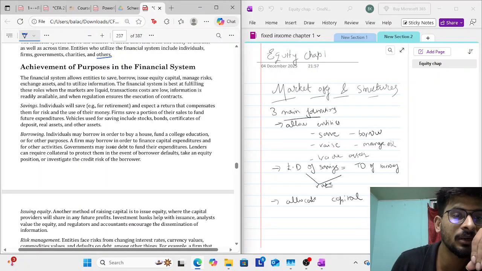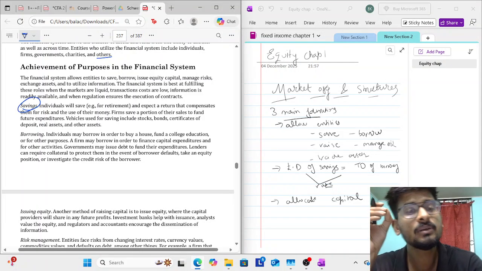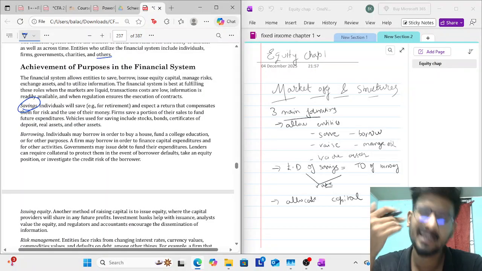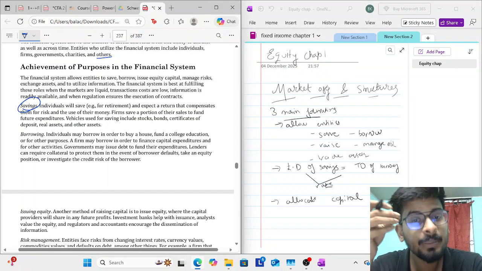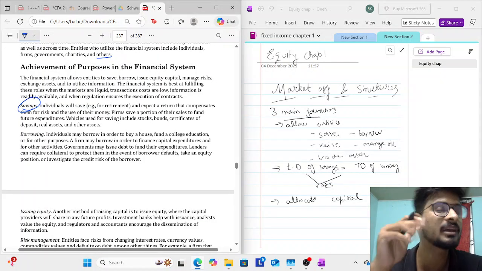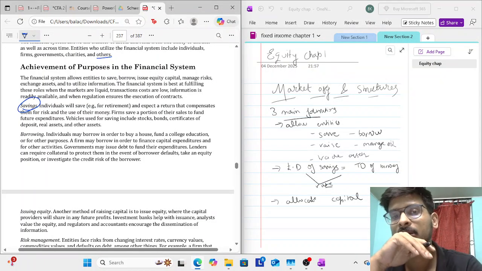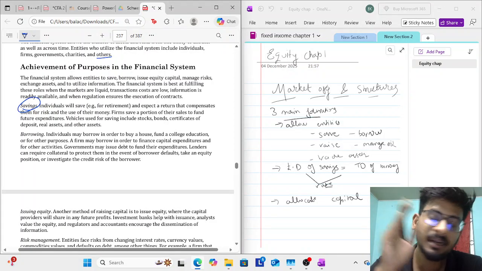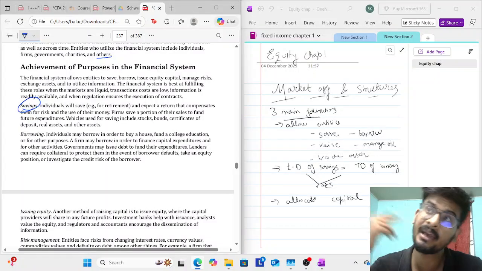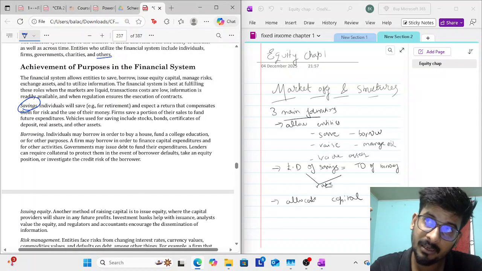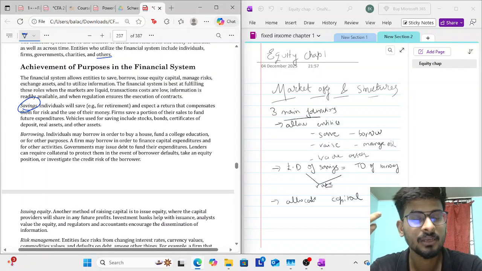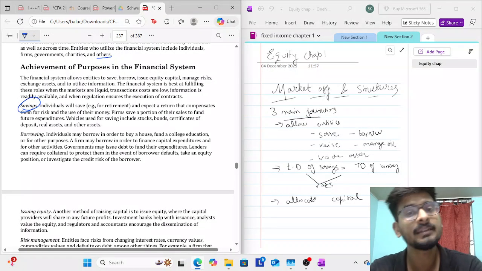Now first we are looking into the savings part. Individuals will save. Of course, we all save, for example for retirement, and expect a return that compensates them for risk and the use of their money. Today I am not using my money. I am saving 10% of my income of 1 month for my retirement. That amount I could use now and could have utilized better, so I am expecting a good return there.